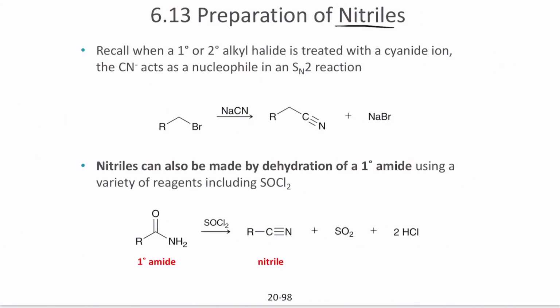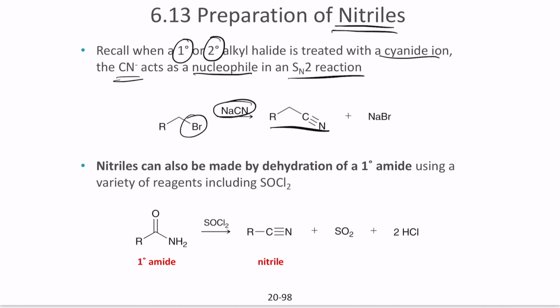Next, the last one is nitriles. Recall that primary and secondary alkyl halides are generally treated with a cyanide ion, CN minus, which can act as a nucleophile in an SN2 reaction. So when we use sodium cyanide with alkyl halides, it undergoes a substitution reaction, especially SN2. Nitriles can also be made by dehydration of a primary amide. When you dehydrate by using SOCl2, that creates nitriles. A nitrile is a cyano group attached, so the C≡N bond is a nitrile.